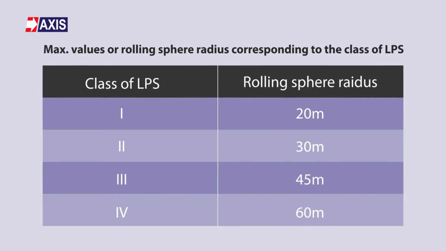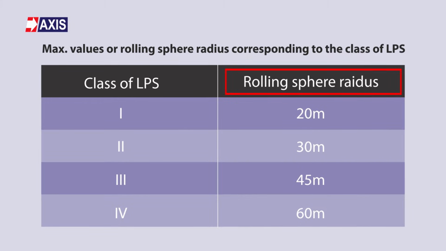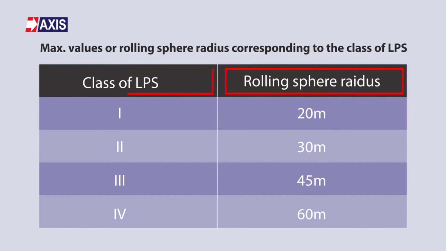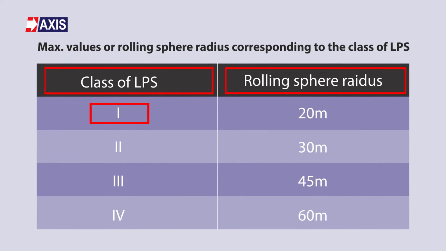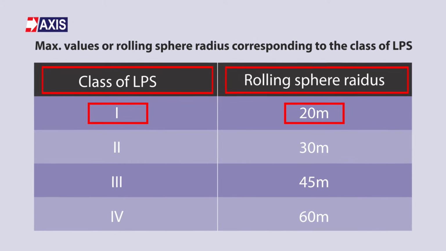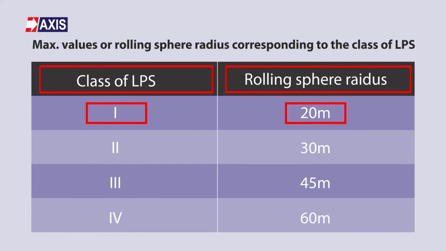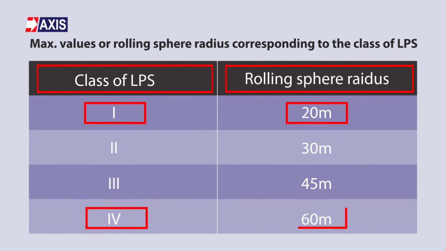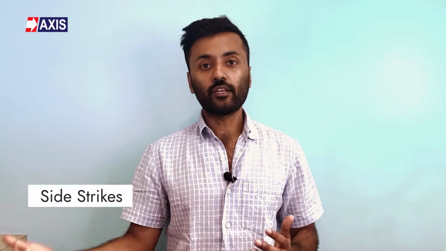As we can see in this table, the radius of the rolling sphere changes as per the different classes of lightning protection. Class 1 has the smallest rolling sphere radius of just 20 meters, while Class 4 has the largest sphere of 60 meters. As a result, buildings with Class 1 protection are the ones that are the best protected. Now, let's discuss side strikes.